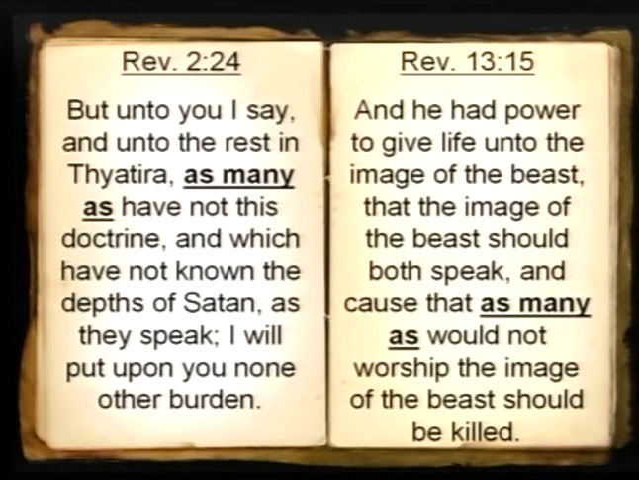Revelation 2 verse 22 says, "But unto you," this is the central church of the 7 churches, the church of Thyatira, the middle one. It says, "But unto you I say, and unto the rest in Thyatira, as many as have not this doctrine, and which have not known the depths of Satan, as they speak, I will put upon you none other burden." We at the same time read Revelation 13 verse 15, and it says, "And he had power to give life unto the image of the beast, that the image of the beast should both speak and cause that as many as would not worship the image of the beast should be killed."